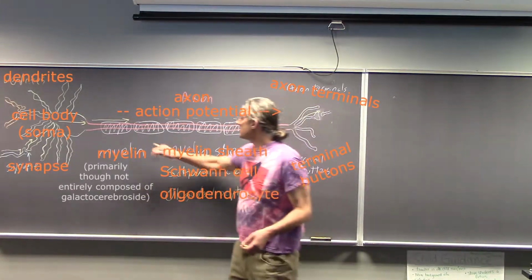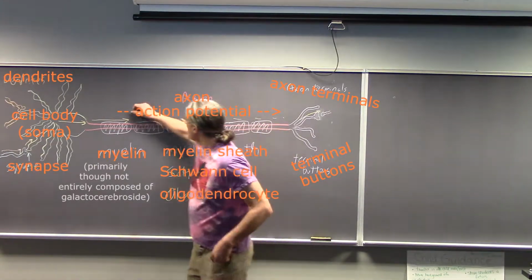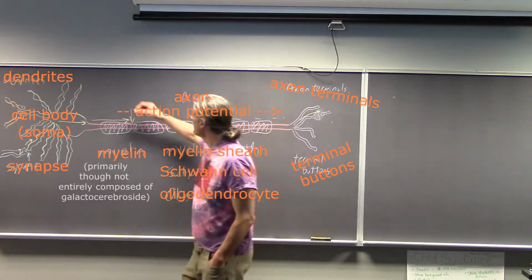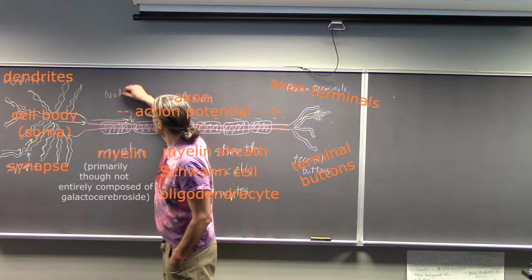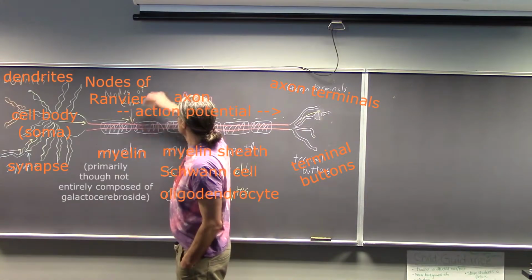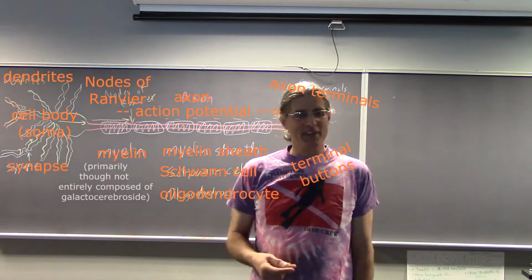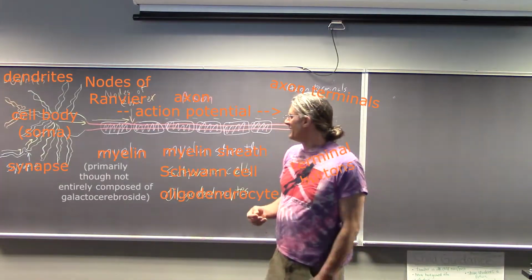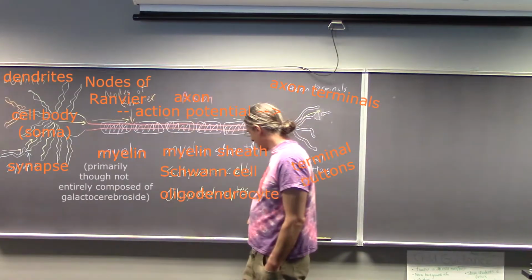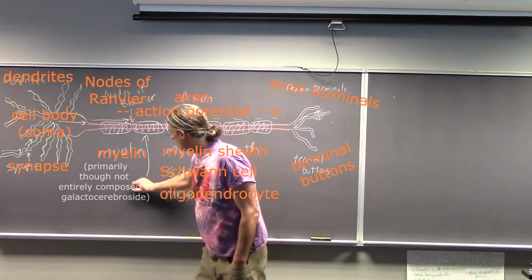So you only get this depolarization going on in these little nodes between the myelin that are called nodes of Ranvier, or Ranvier if you want. And the part of the axon that's covered up by the myelin is called internodes.